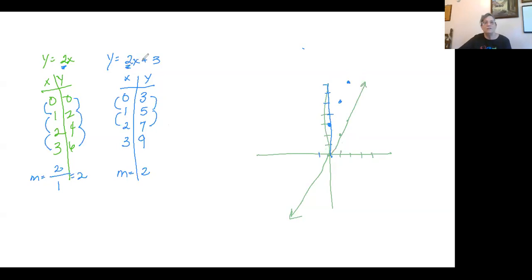Negative 1 would give us negative 2 plus 3 would be 1. Negative 2 would be negative 4 plus 3 is negative 1. And what we have here is a line that runs parallel to the green line. So these lines are parallel.